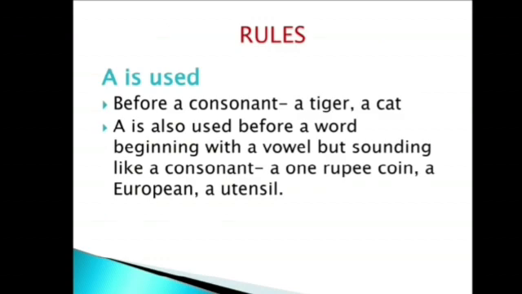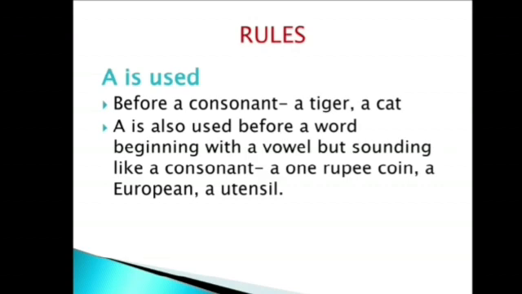Now we will see rules. Where a is used. A is used before a consonant. First of all, we will discuss what is a consonant. Consonants are all those letters that do not start with A, E, I, O, U. As you know, A, E, I, O, U are vowels and all the others are called consonants. So a tiger, a cat, we use a before consonant sounds.